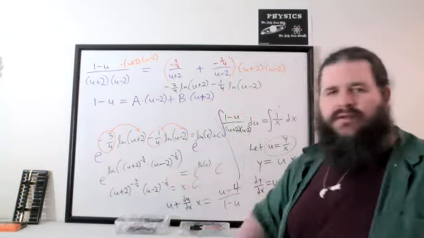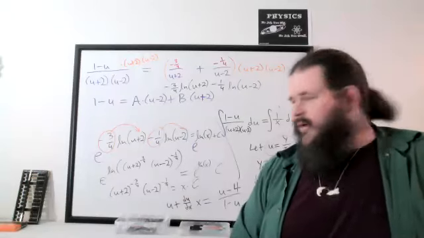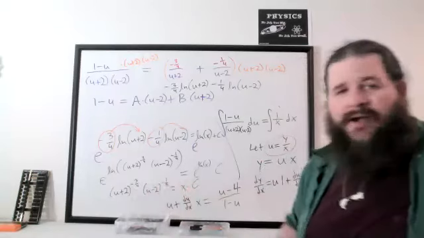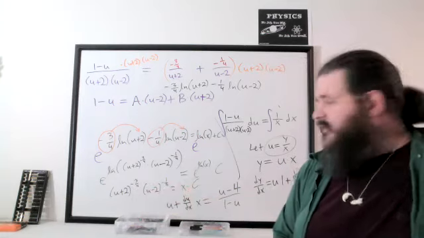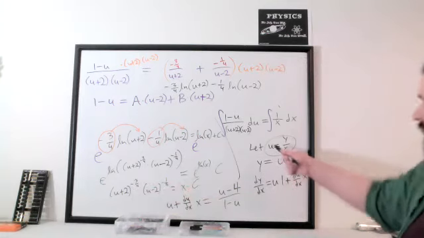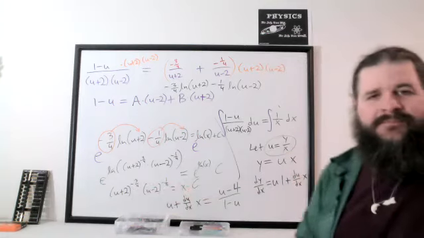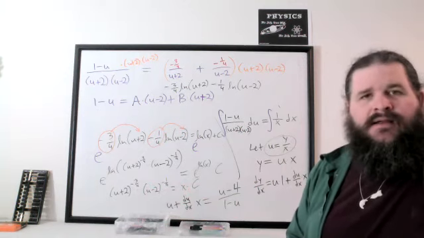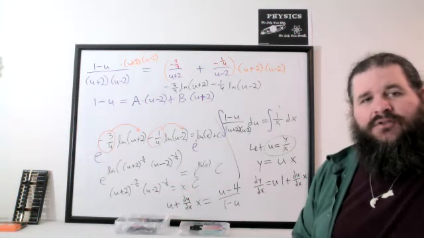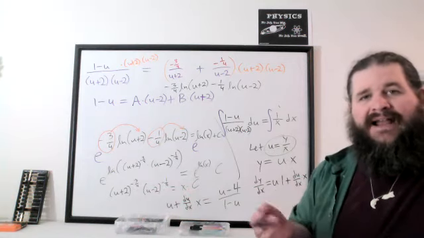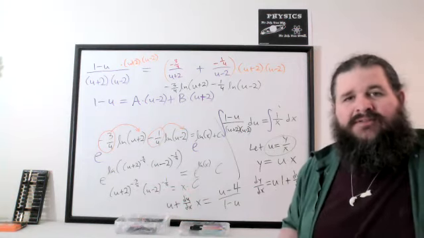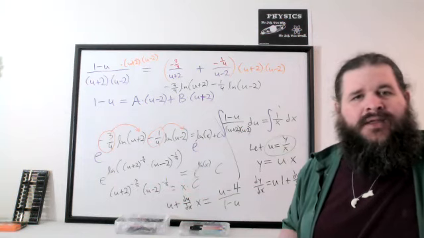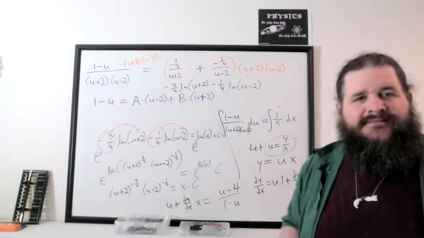Probably be a good idea at this point to raise both sides to the power of 4 to get rid of the fractional exponents, then replace every u with y over x. And at that point, maybe you can solve for y, maybe not. But either way, you've at least got a solution relating y and x in implicit form, even if you can't explicitly solve for y. Any other questions on that?